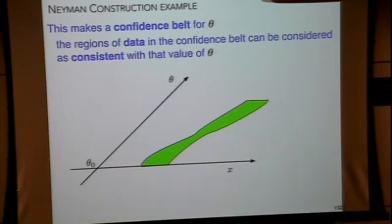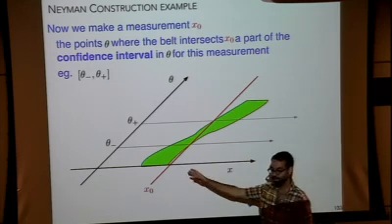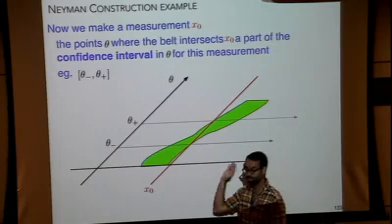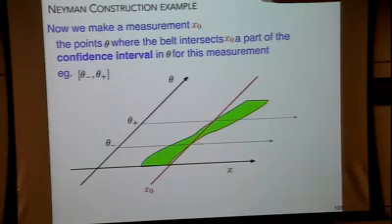Then I make an observation, a particular value of x naught, and I do the intersection through that, and I consider all the values of theta where the observed value is inside this confidence belt, okay? This region from theta minus to theta plus is how you define the confidence interval for this particular observation. If I got a different observation, it's going to bounce around, and I'm going to get different intervals. So this is the procedure, okay? This is called the Neyman construction.